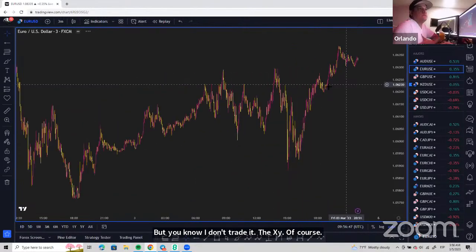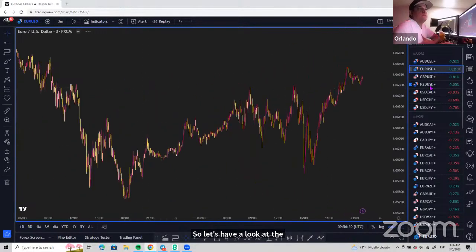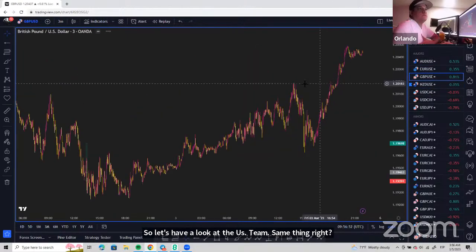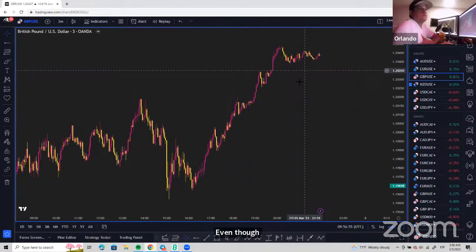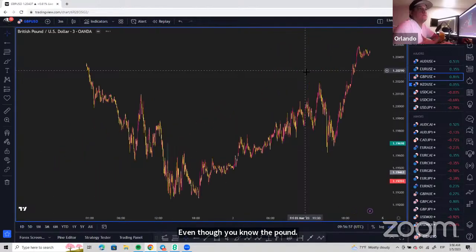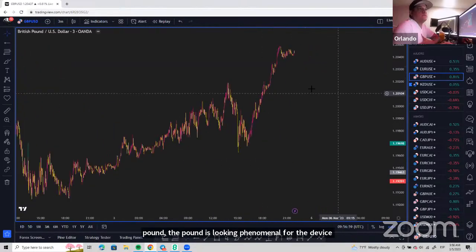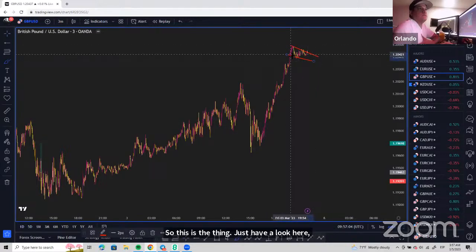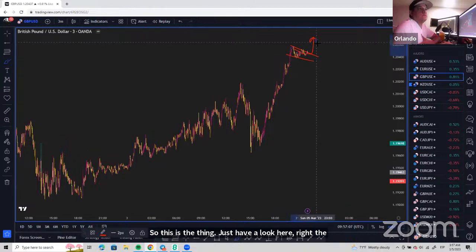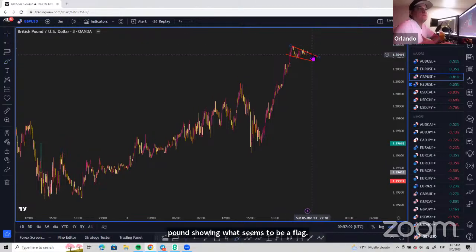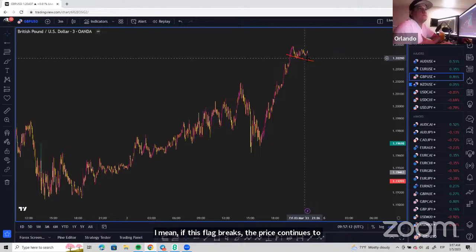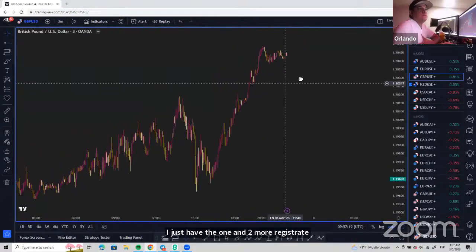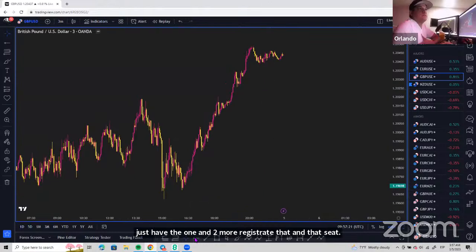Same thing, right? Even though, no, the pound, yeah, the pound is looking phenomenal for dip buys. So this is the thing. Just have a look here, right? The pound showing what seems to be a flag. If this flag breaks and price continues to rally, more power to flag traders, right? I don't do that. I don't trade flags. I just have the one entry model. I just trade that, and that's it. No, I don't look at anything else but that.